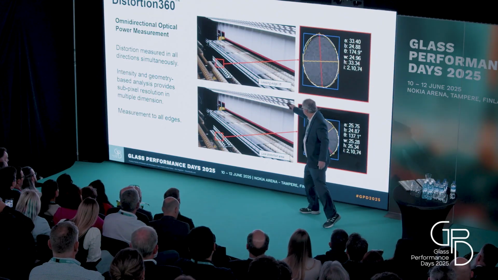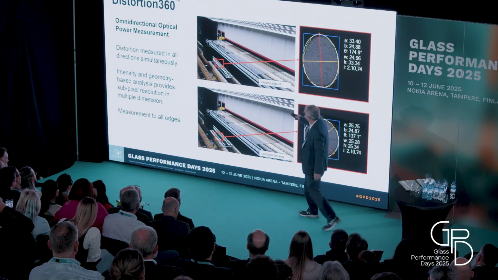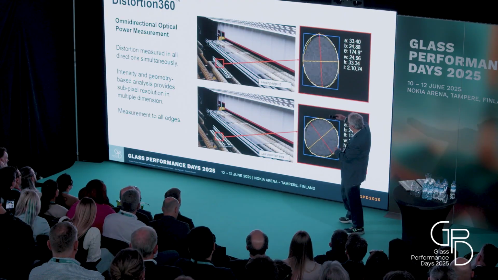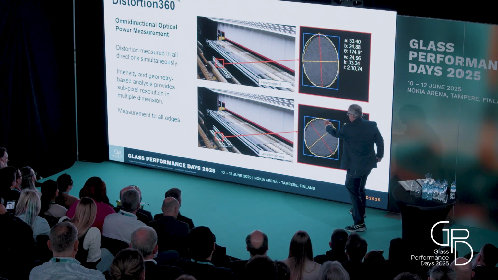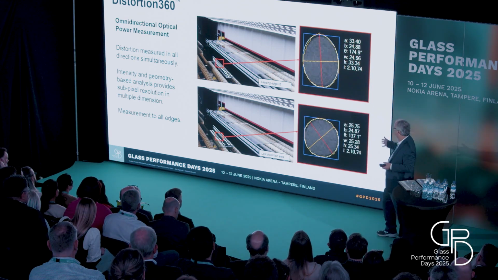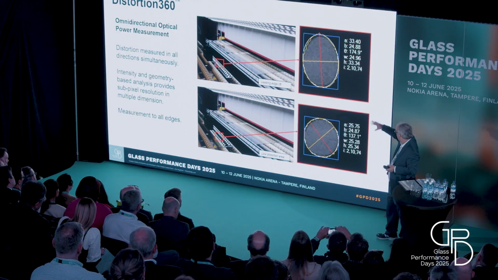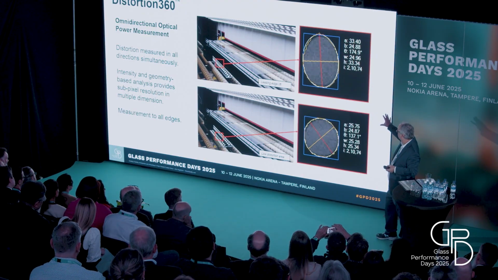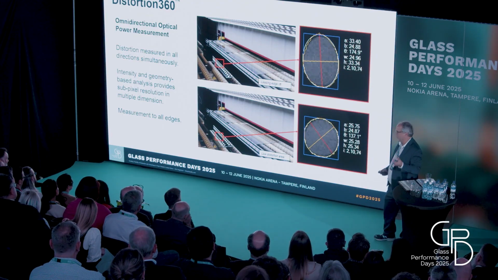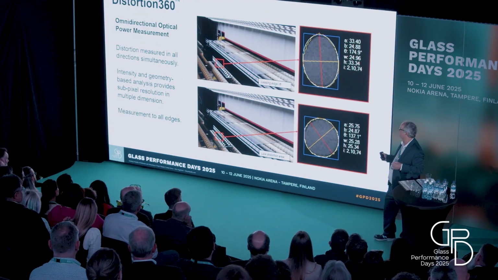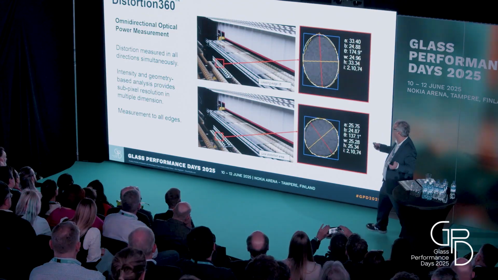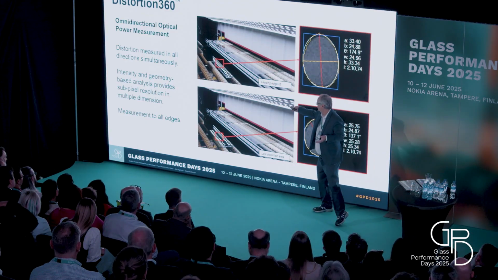But this is an example of a part running under one of our systems. We look at the reflection of all these little white circles, and as you can see, at the leading edge the circles are expanded in this direction, and in the body of the glass, where there is much less distortion, they're rounder. The beauty of this is it uses all the intensity levels to generate a subpixel calculation, and it gives you very good data in all 360 directions, all 360 degrees.